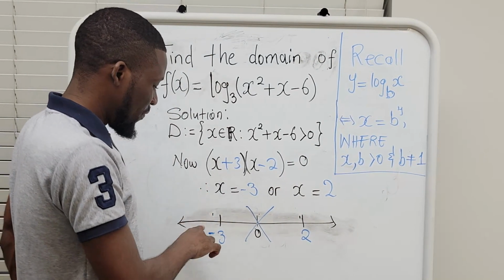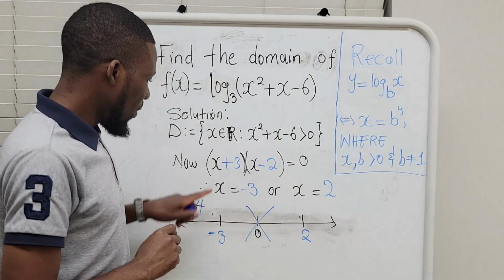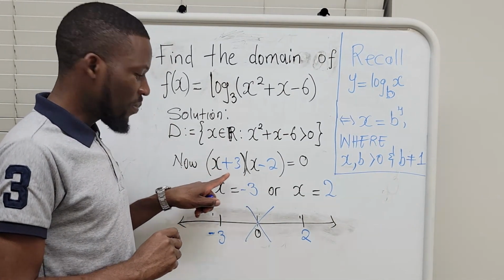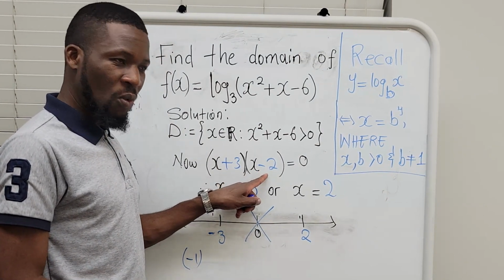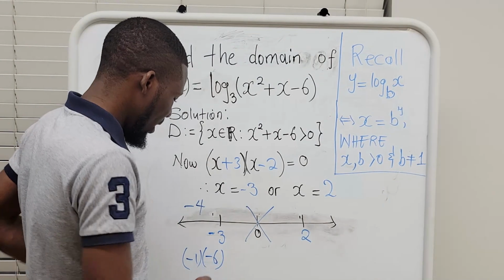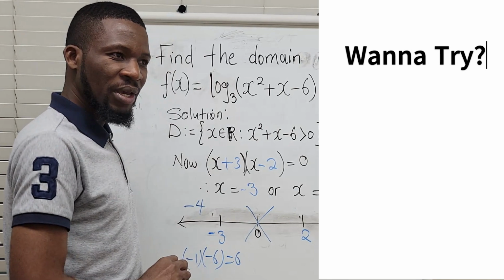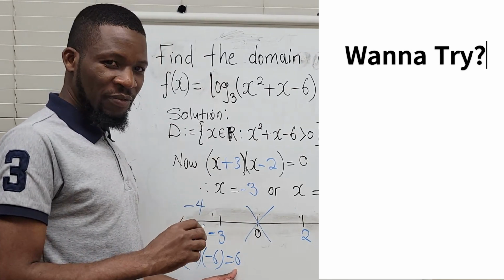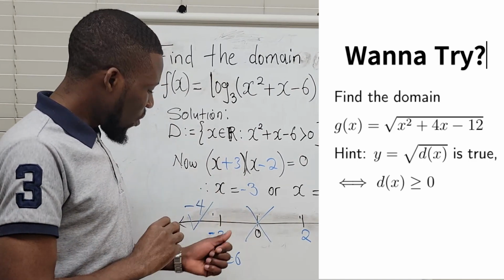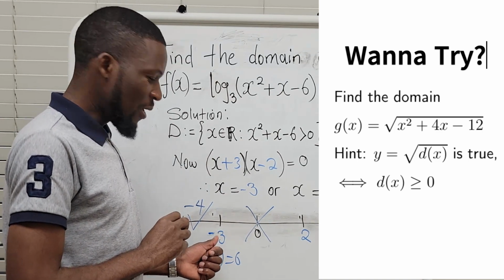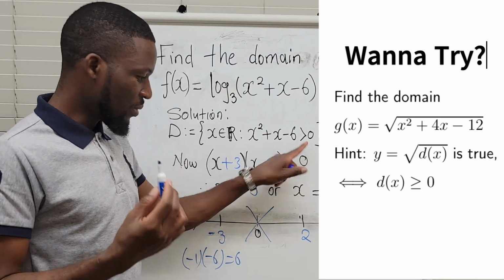Now let me pick a value that is beyond negative 3. Let me say negative 4. Now I put negative 4 here. Negative 4 plus 3 is negative 1. Now, negative 4 minus 2 is negative 6. And negative 1 multiplied by negative 6 is positive 6. So, the output is positive, which is greater than 0. So, this is part of the solution. All the values that are after negative 3, put in this expression, are going to give a number that is greater than 0.